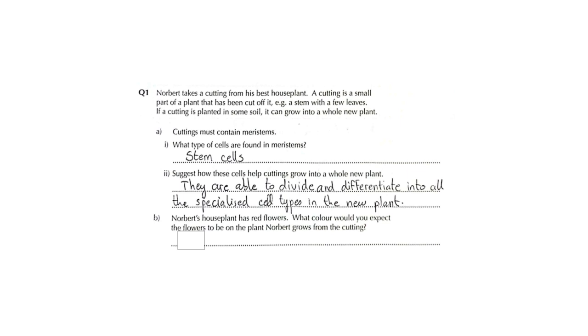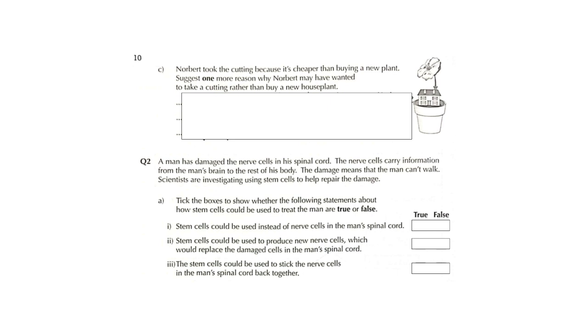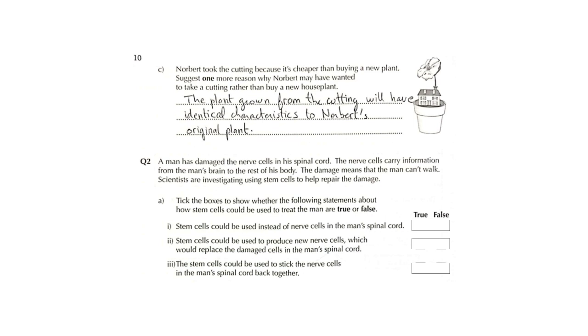Norbert's houseplant has red flowers. What color would you expect the flowers to be on the plant Norbert grows from the cutting? It would also be red, okay, because they're sharing the same DNA. Norbert took the cutting because it's cheaper than buying a new plant. So that's one more reason why Norbert may have wanted to take a cutting rather than buy a new houseplant. The plant grown from the cutting will have identical characteristics to Norbert's original plant. So if he really likes his plant, he can grow something completely identical to it.